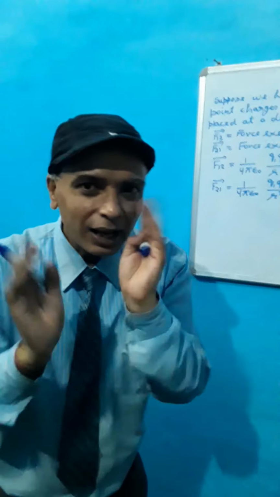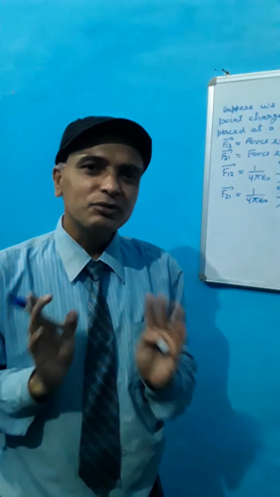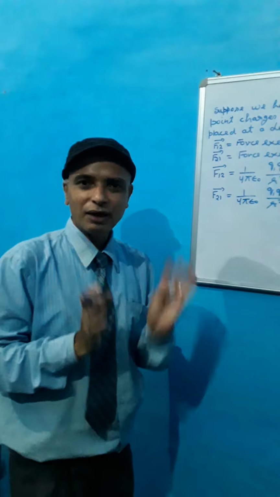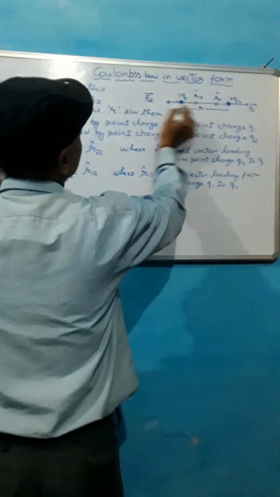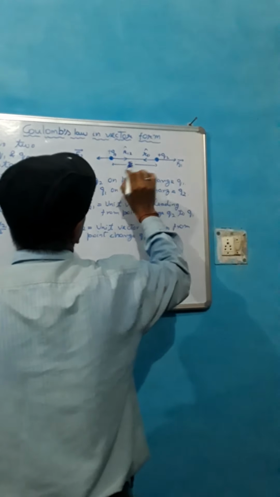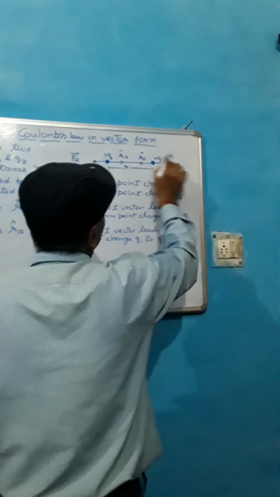Okay. When I write them in terms of vectors, I introduce the unit vector. A unit vector is a vector which has unit magnitude but a direction. So here the direction has been mentioned. R12 is from Q2 to Q1, this is the direction, that is R21. Here F21, that is the direction of R12 cap, the unit vector.